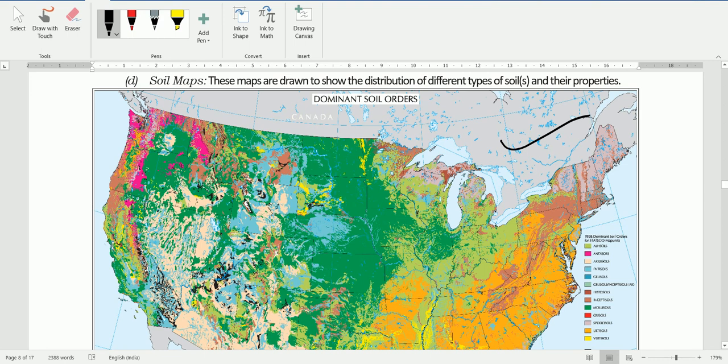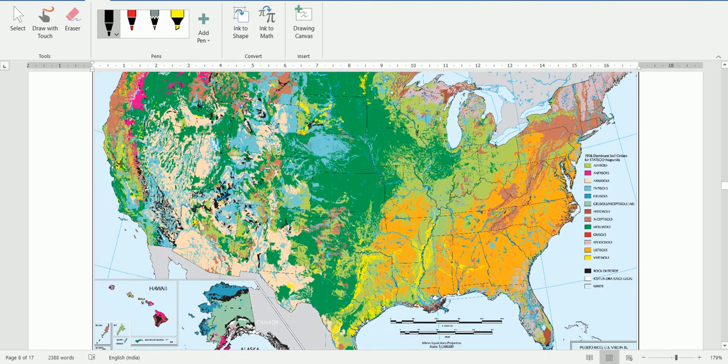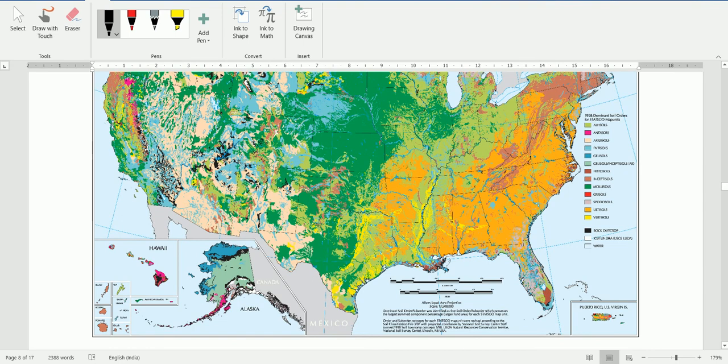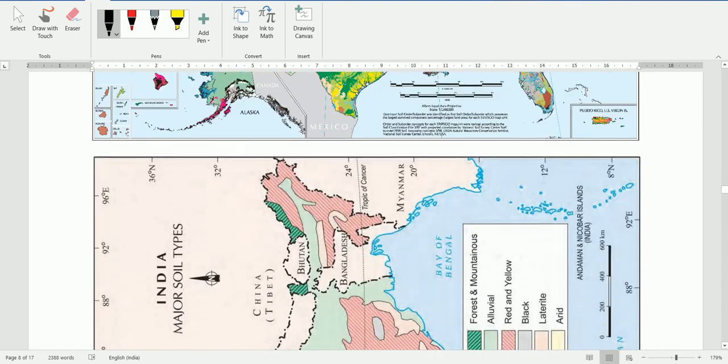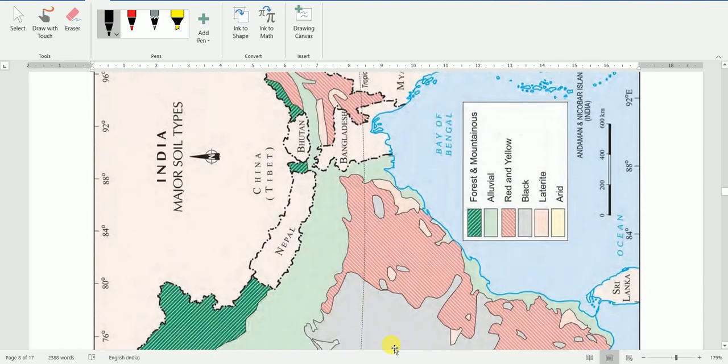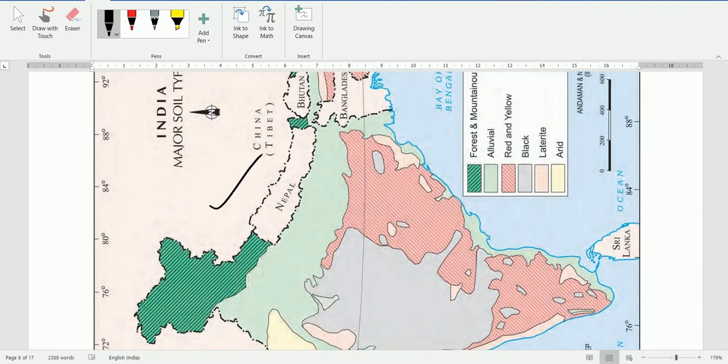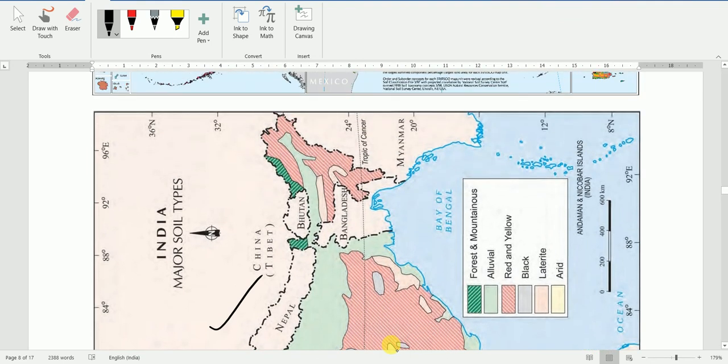This is the soil map of the USA, according to the USDA soil orders. USDA is the United States Department of Agriculture. For example, Alfisols, Aridisols, Inceptisols. And I think you are familiar with this map. It is taken out of the class 10 book, showing major soil types of India.